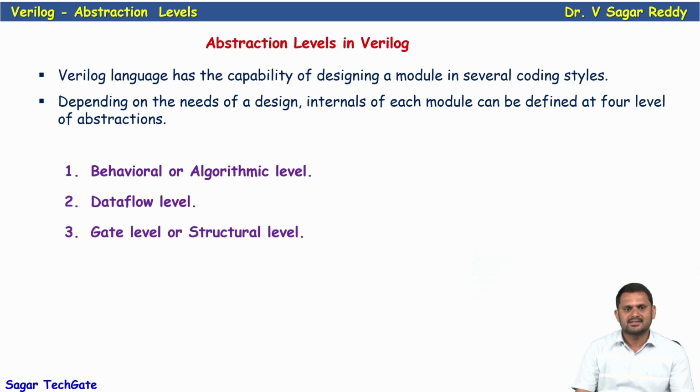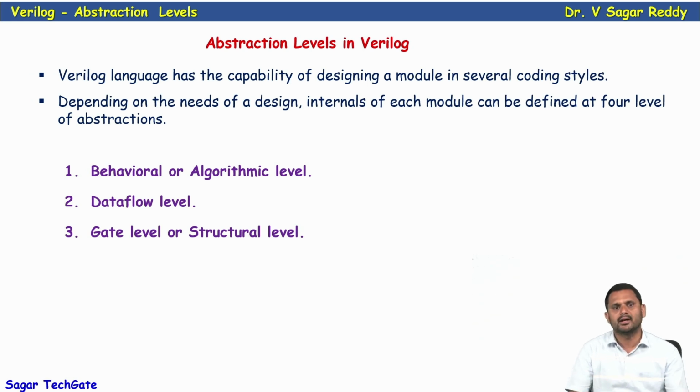Another modeling style is the gate level or structural level. Gate level modeling is a low level abstraction in Verilog, where a circuit is described using basic logic gates like AND, OR, XOR, XNOR, NOR, and NAND. These basic gates are known as primitives. By instantiating these primitives, we can describe the behavior of a digital circuit.